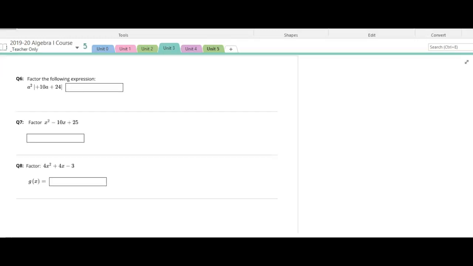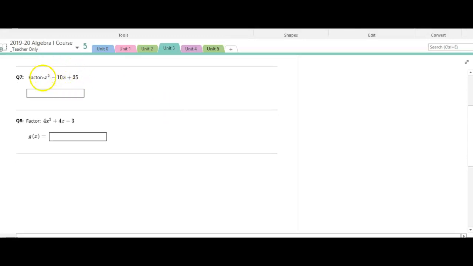This next problem kind of has some typos in it. There shouldn't be these absolute value bars, so let me get rid of those. Alright, we're trying to still come up with two numbers that multiply to 24 and combine to 10, which we know would be 6 and 4. So a plus 6, a plus 4 gives me this quadratic trinomial.